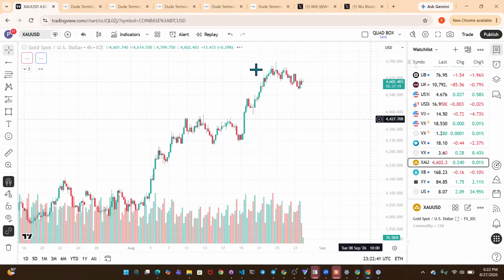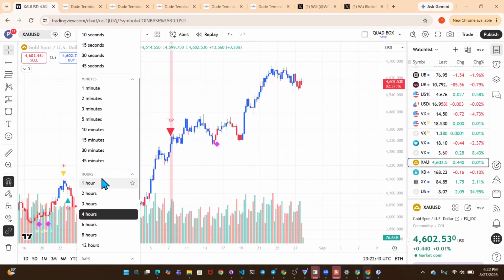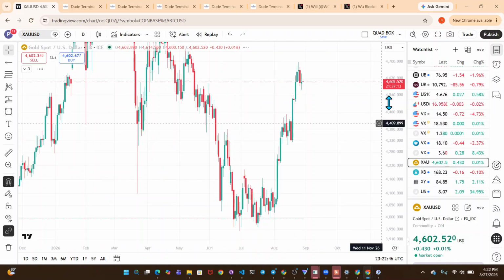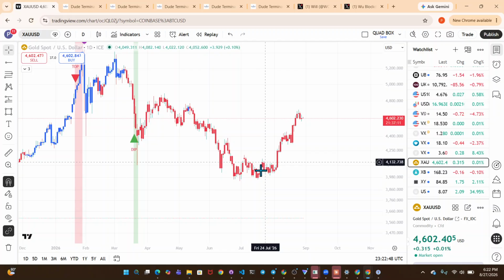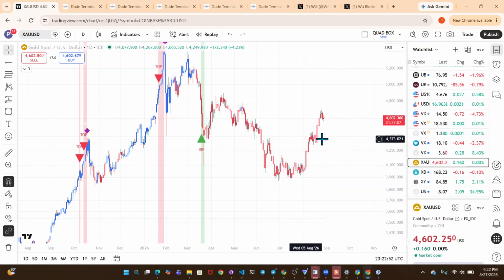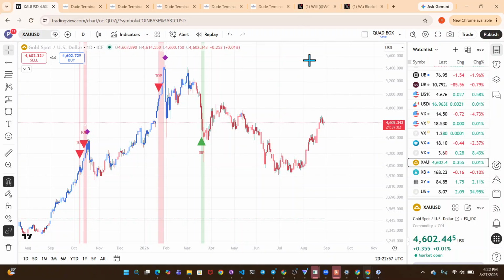XAU. Oh, this is the 4-hour chart. I gotta move this to the daily. But yeah, this is rallying again, right? It's kind of having a similar type move as Bitcoin, where August has been a good month for gold, right? So this is something to pay attention to, right?